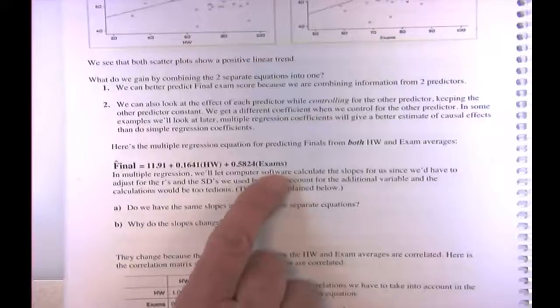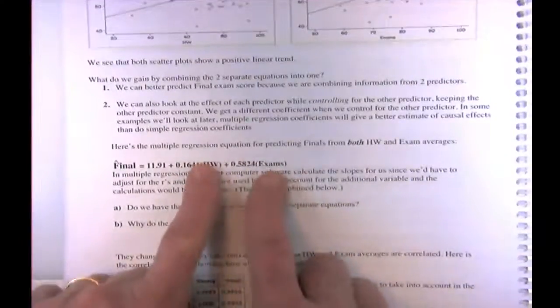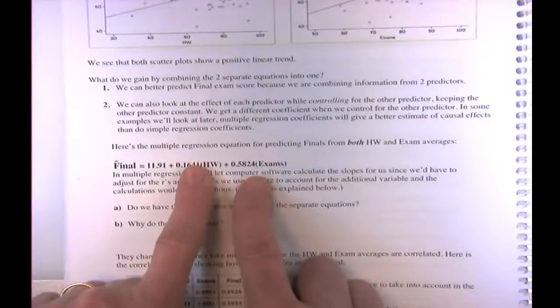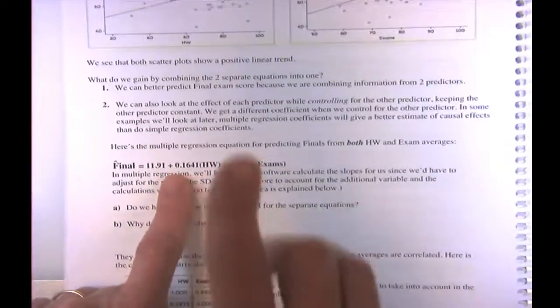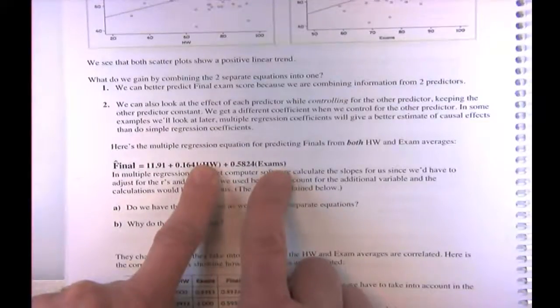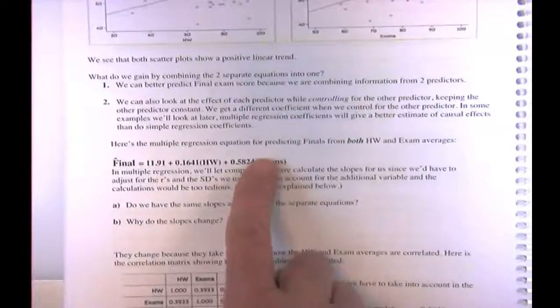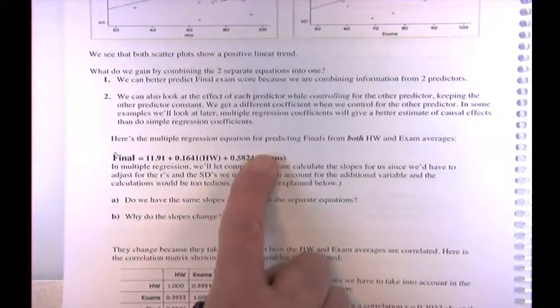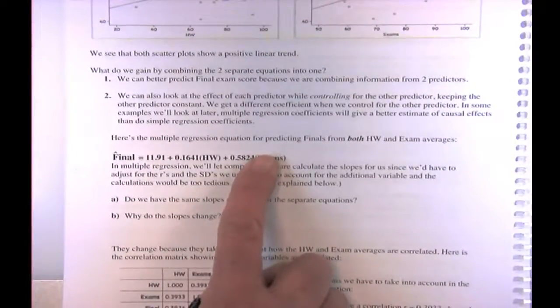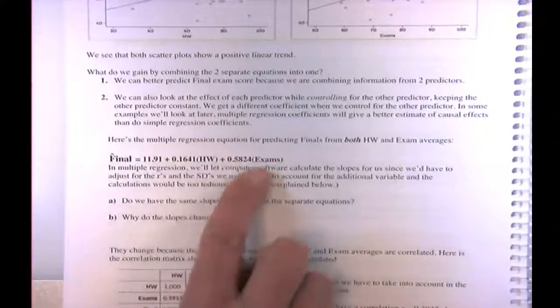And same for exams. We can control for homework. So we can say, okay, for people who have the same homework score, for people who all have like a 90 on the homework, this says that each extra exam point on the average raises your final by 0.5824 points. Whereas this one says for those who have the same exam scores, let's say 90 or 80 or any of it, because it's forcing these parallel slopes.